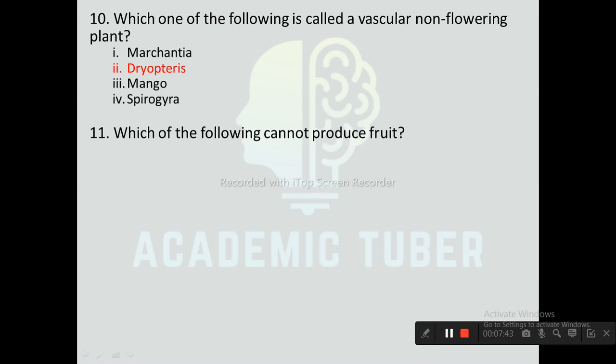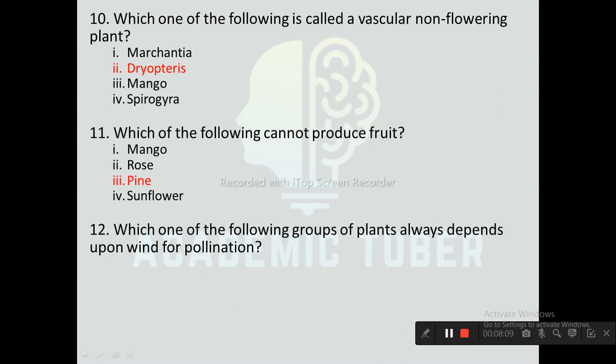Next one, which of the following cannot produce fruit? The options are mango, rose, pine, sunflower. And the correct option is pine. Pines are gymnosperms which produce seeds but not enclosed within a true fruit. Gymnosperms typically have naked seeds exposed on the surface of cone scales, whereas the other options, mango, rose and sunflower, are angiosperms and they produce fruits.